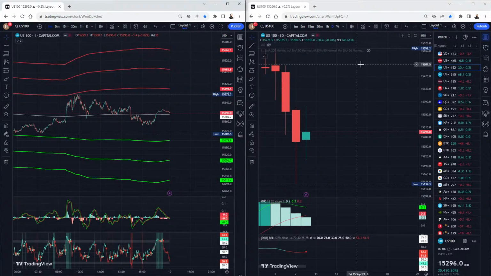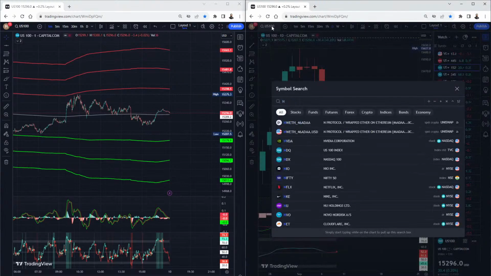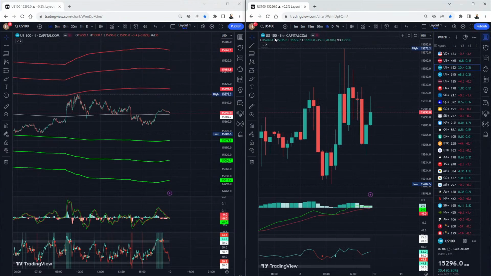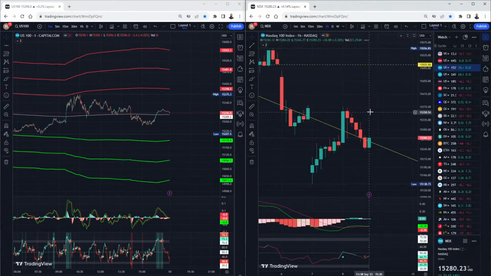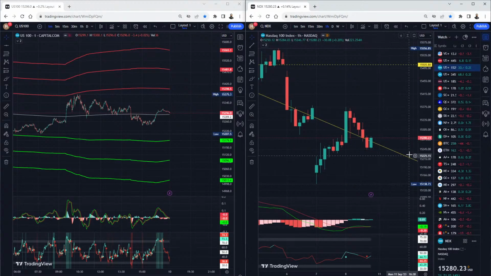Let me go to the NDX daily chart. Actually, leave it here. Let's go to US. So NDX, this is the cash index. Let's see how closely it's correlated. So it's 15,280, and this is 15,296. So if we relate, it's 16 points different. This one is 16 points higher than this.